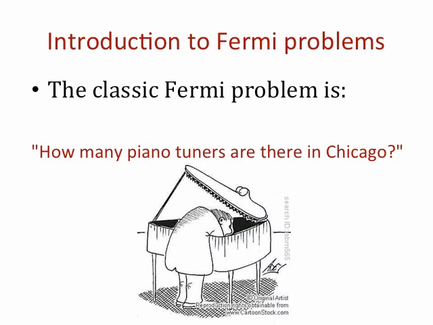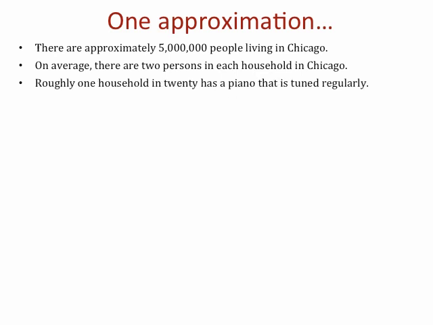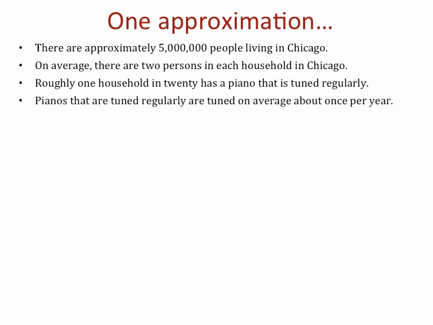So here's a way of doing this. I'm going to walk through a few quantities and then a few calculations and then come up with the estimate. So first, we somehow need to figure out how many pianos there are in Chicago, how many tuners there are, how quickly a piano tuner works, and so forth. We're going to estimate, or it was estimated at the time this was done, that there are 5 million people living in Chicago, 2 people per household, and that roughly 1 in 20 households had a piano that was tuned regularly. And regularly tuned pianos are tuned once a year.